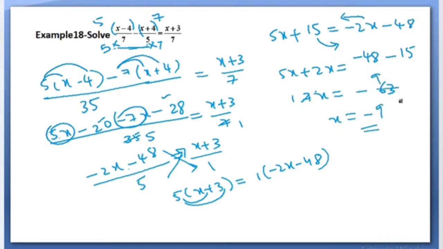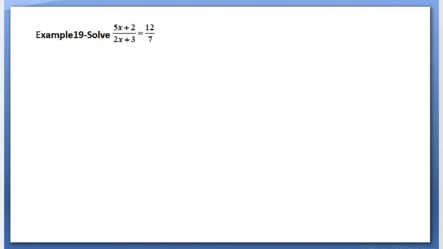Here we can see example 19. Solve (5x plus 2) by (2x plus 3) which is equal to 12 by 7. So to get the x value, you should take the cross product of the given equation. Directly take the cross product, then you will get 7 times (5x plus 2), which is equal to 12 into (2x plus 3).